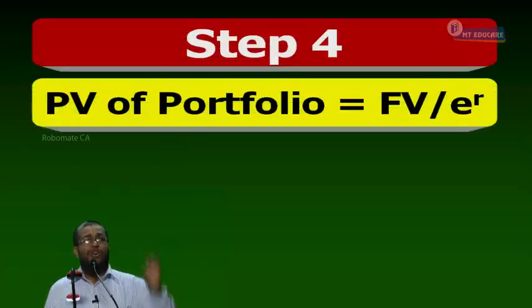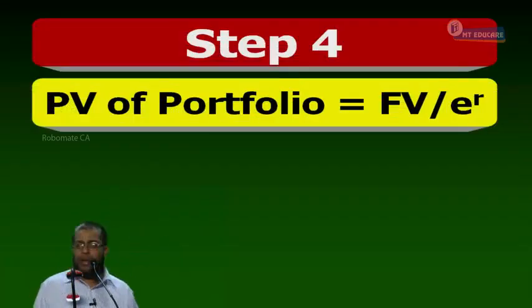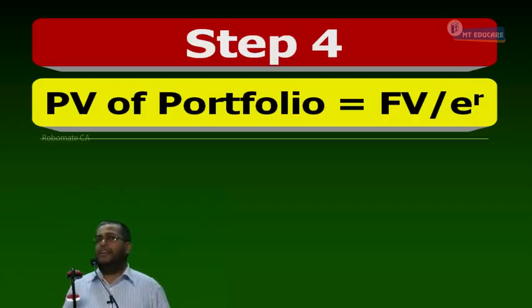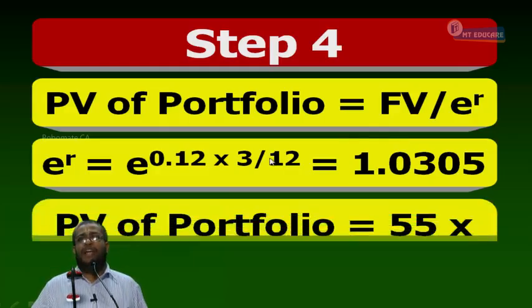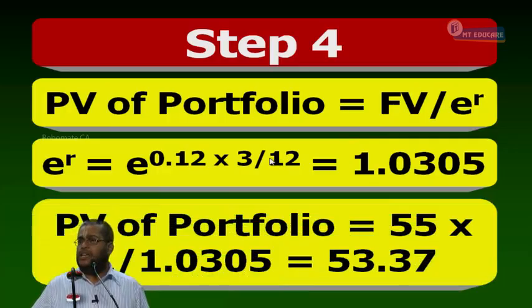Present value of portfolio. Future value is 55. Discount by how many months? 3 months. Our chapter always uses continuous discounting. So it is e power rt, where t is how many months? 3 months. 3 by 12 is the term and rate of interest is what? 0.12. We all know that e power rt is 1.0305. So I have to discount by e power rt. So it is 55 divided by 1.0305 gives you 53.37. Accepted or not?